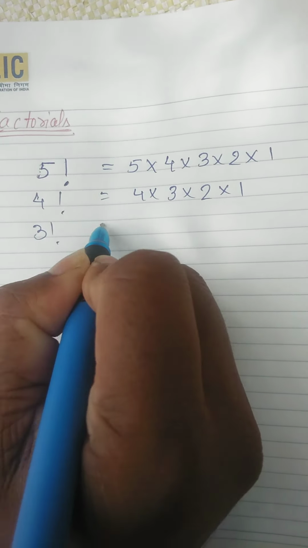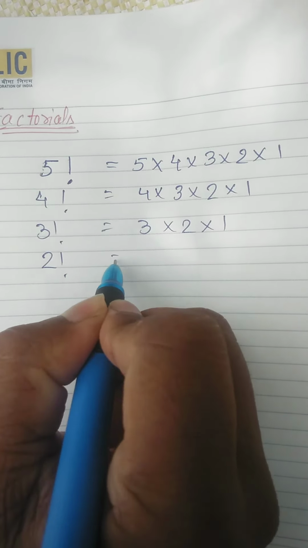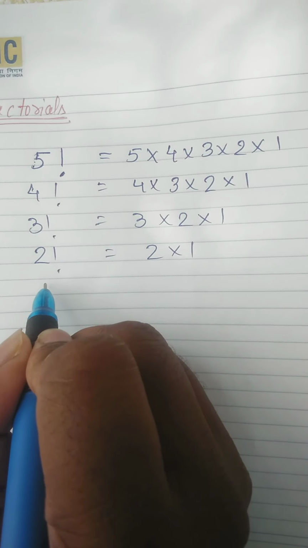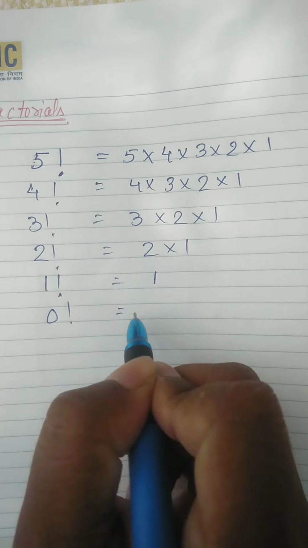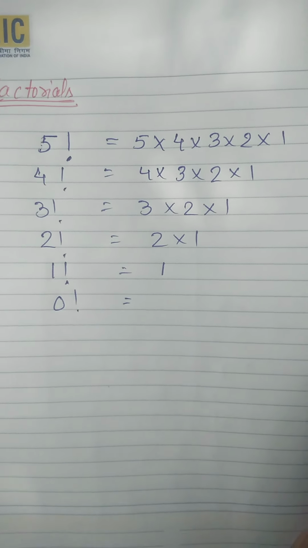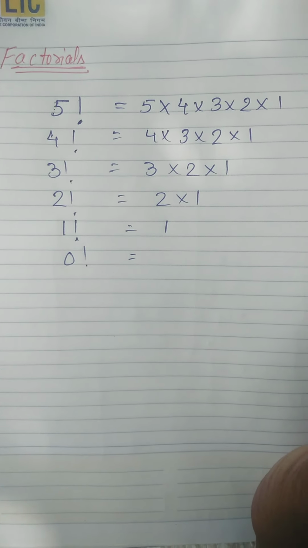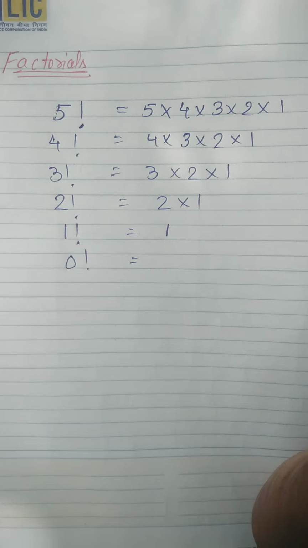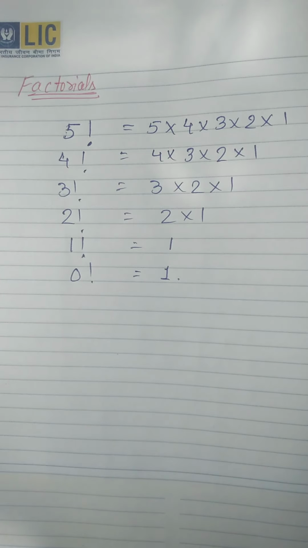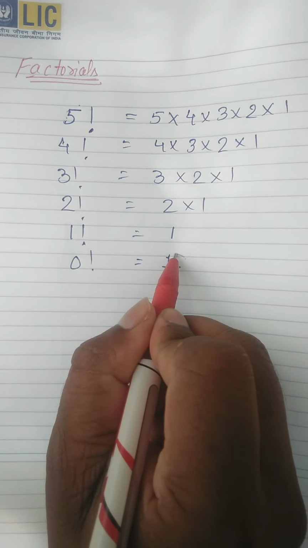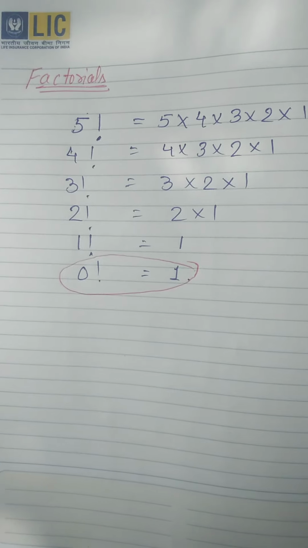If I write 3 factorial, it will be 3 into 2 into 1. If I write 2 factorial, it will be 2 into 1. If I write 1 factorial, it will just be 1. If I write 0 factorial, there is nothing to multiply here. But in mathematics, if you have learned class 11, you may have come across this: 0 factorial is equal to 1. So how is this possible that 0 factorial becomes 1? Why is 0 factorial 1?